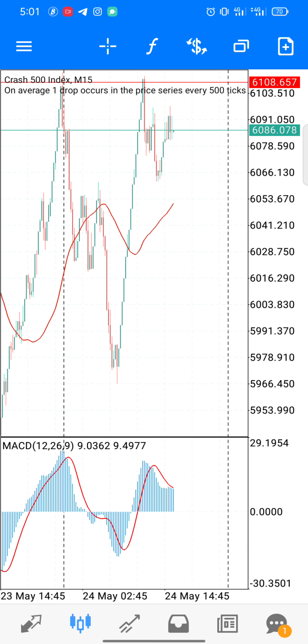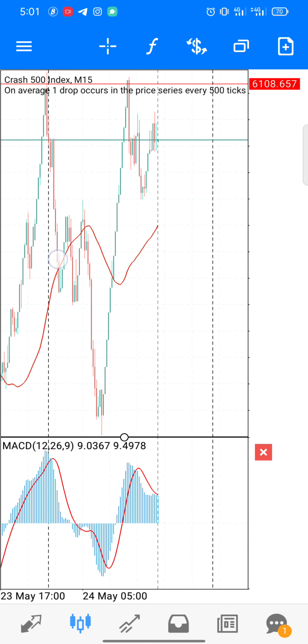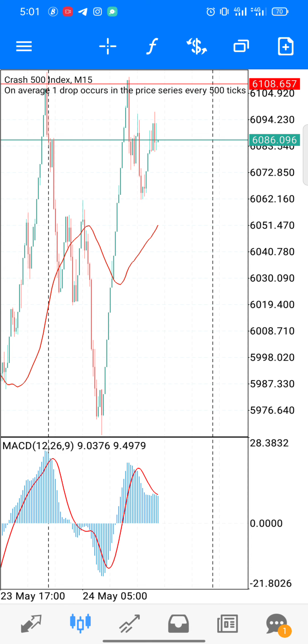You see the similar moves. Look at this similar move right here, whereby the market was coming down, made this up and down move, then back to the downside.